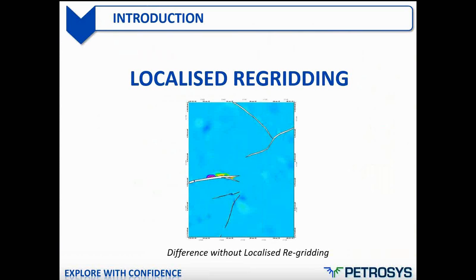So this is an example. We've made changes only within the small area of the grid here. And this grid is showing the difference between the original surface and the edited surface. You can see clearly the edits over here around the fold, but you can also see that there are changes made to this grid away from this edited area, over the entire area of this grid. So localized regridding stops the edits from affecting the whole grid.